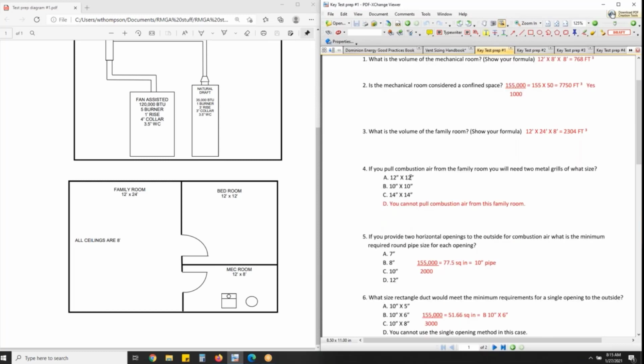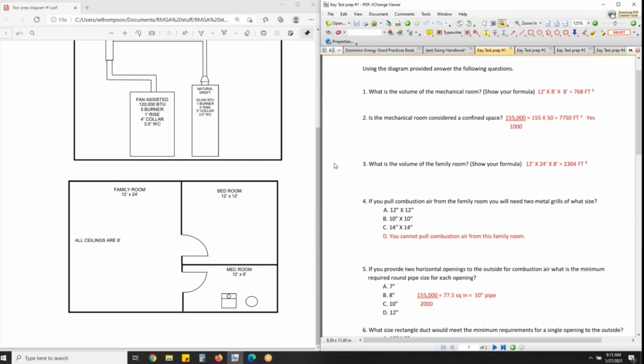Number 4, if you pull combustion air from the family room, you will need 2 metal grills of what size? Trick question. You cannot pull combustion air from this family room, right? Don't have enough volume in there. If I add this and this, it doesn't even come close to equaling that, right? Everyone get that and understand that concept? Okay, good deal. They're going to try to trick you with that. You can't in this case because you just don't have enough volume there to do it, okay?